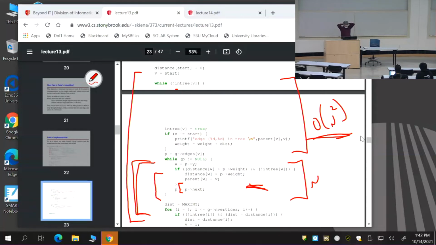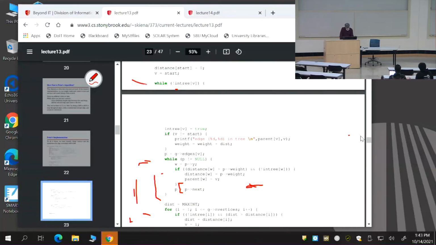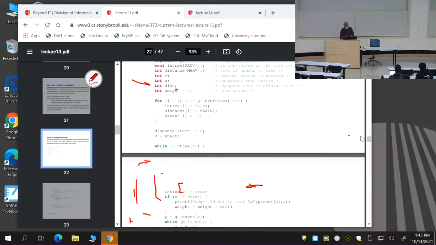How does this avoid cycles? Okay, well, let's think about it. A cycle would happen under what condition? It would happen if we added a vertex that was already in the tree. Right? So how are we avoiding cycles? Well, look at what we're doing within trees. We're only adding vertices here that were not yet in the tree. So we're not going to add another vertex twice.